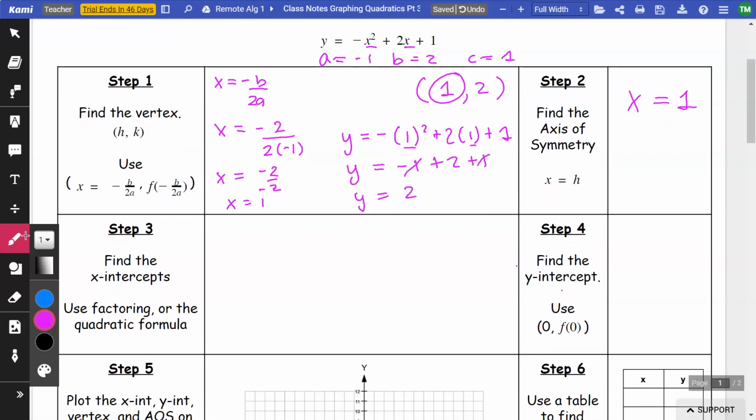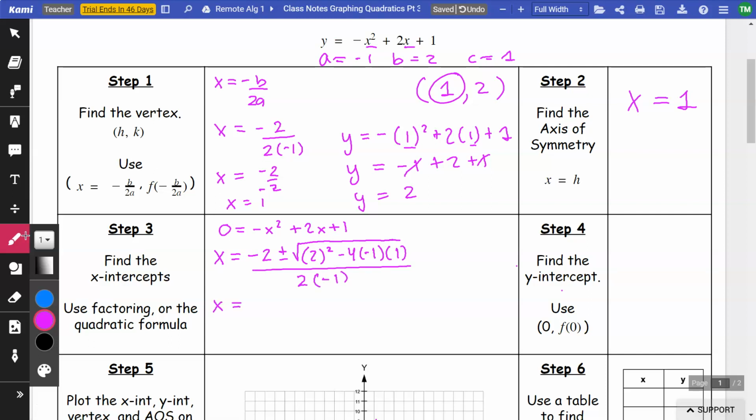Now to find our x-intercepts. y is equal to negative x squared plus 2x plus 1. To find an x-intercept, we want to make sure that y is 0. This is not going to be factorable, so we are going to want to use the quadratic formula. x is equal to negative b plus or minus the square root of b squared minus 4ac, all over 2 times a.